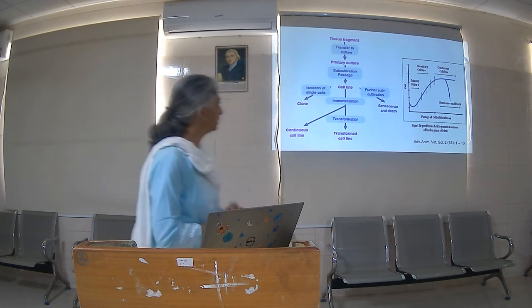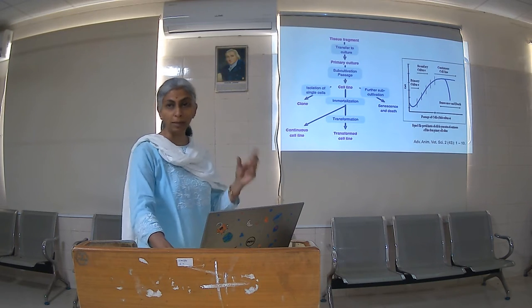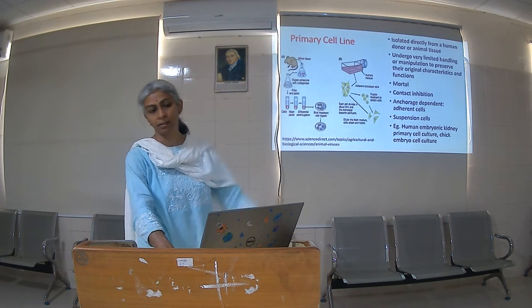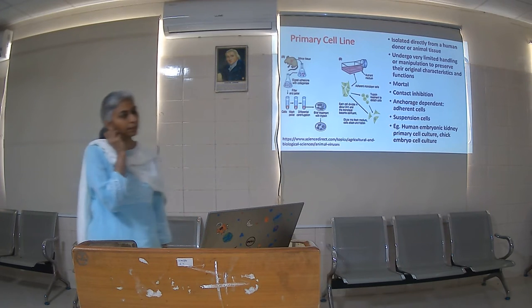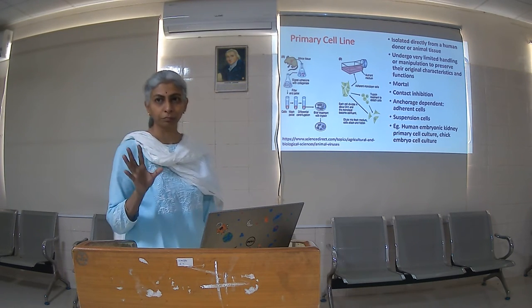Okay? So typically, see, I mean, three cells ki baat karte hain. Primary cell, secondary cell, continuous cell. So agar hum primary cell ki baat karein, primary cells are directly isolated from any tissue.